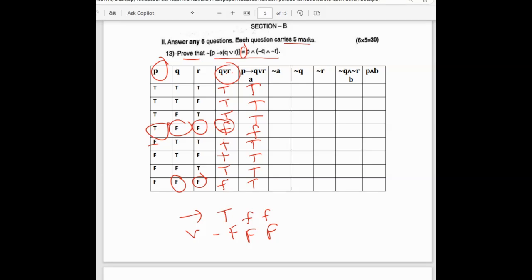Negation A will be whatever we got here in the fifth bracket. We have to write the negation of that. T means F, F means T. So false, false, false, T, F, F, F, and F.